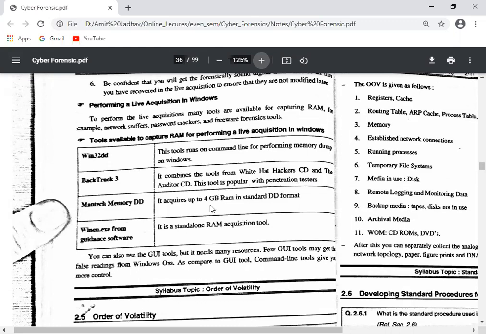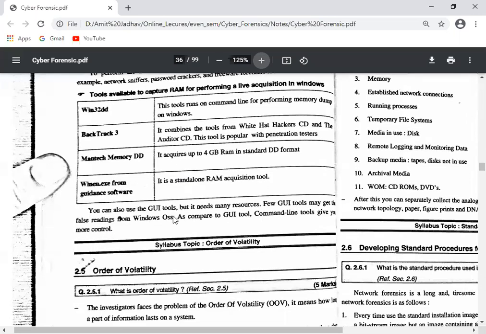So whenever there is any malware or virus attack on the system, at that time we use BackTrack 3, where the attacker attacks a system and adds or penetrates some code in our system, and that will execute when our computer is running. So it's very dangerous. The next one is Managed Memory, which acquires 4 GB of RAM in a standard DD format. And the last one is the .exe from Guidance Software. It is a standalone RAM acquisition tool, used to capture the RAM.